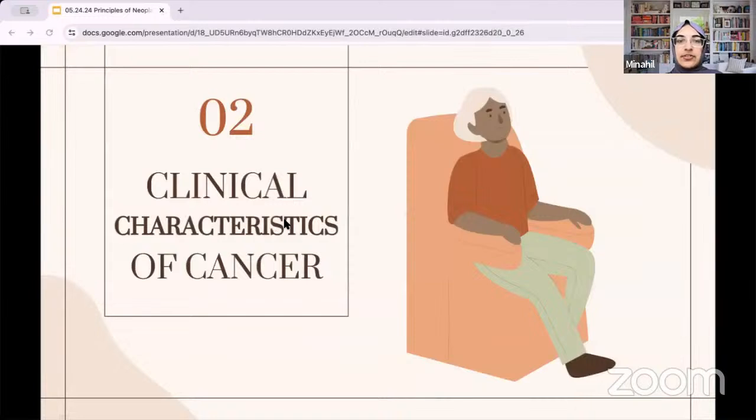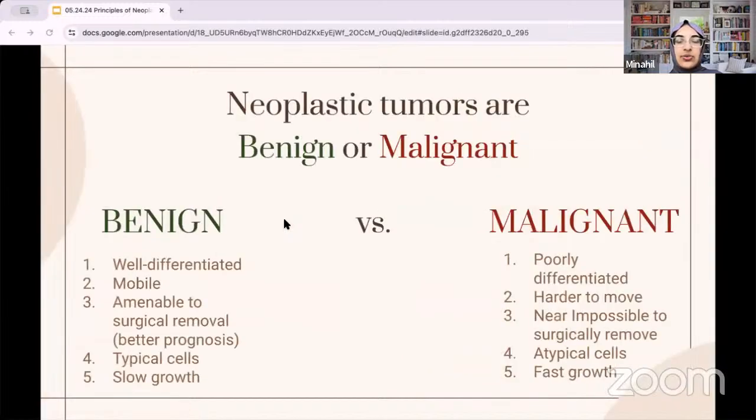Okay, now we're going to talk a little bit more about the clinical characteristics of cancer. First, I'm going to differentiate between malignant and benign neoplastic tumors. So one usually may think that neoplastic tumors are always going to be malignant. That's what we consider cancer. But tumors can also be benign. There are also such things as benign tumors. I think that was something that I found very interesting when I was learning about this in my hem-onc unit in med school. So basically, let's start off with benign on the left.